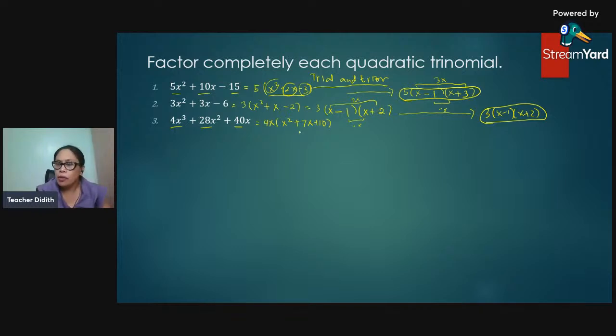Now, the second factor again is a quadratic trinomial, and we have to work on the factors of this. So we write 4x, which is the GCF, and then we have to work on the two binomial factors of this quadratic trinomial. For x squared, we have x and x here. For 10, guys, the factors of 10, we have 2 times 5. We also have 1 times 10.